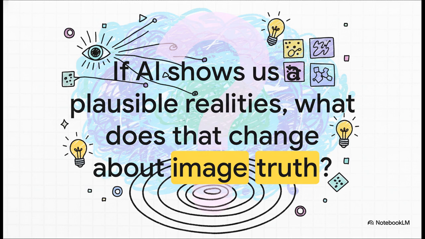The old AI gave us one single answer and insisted it was correct, even when it looked totally fake. This new AI gives us a whole cloud of possible truths, and all of them look real. So if an AI can show us not just one restored reality, but all of them, what does that do to our idea of what truth in an image even is? It's a pretty powerful thought to end on.